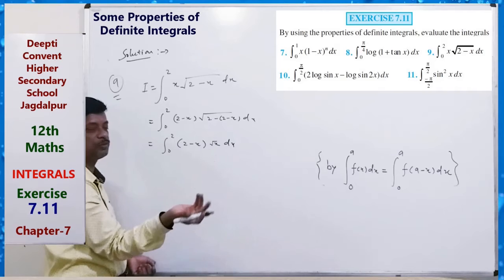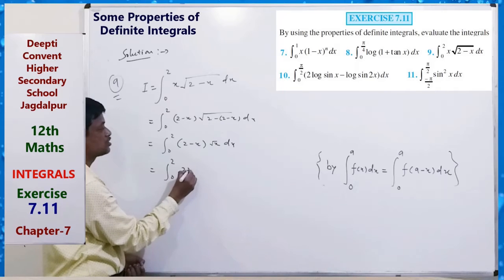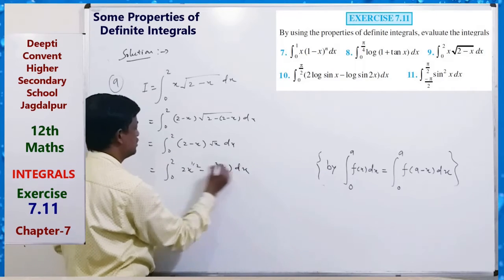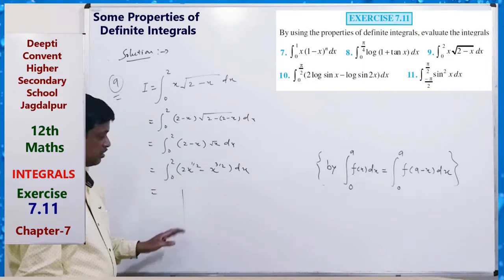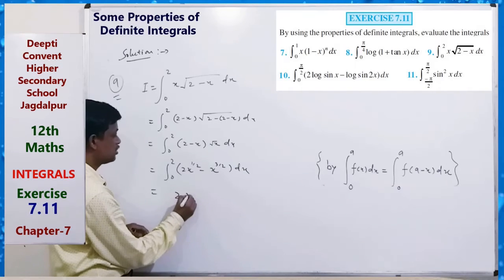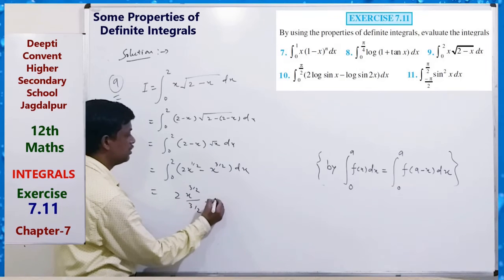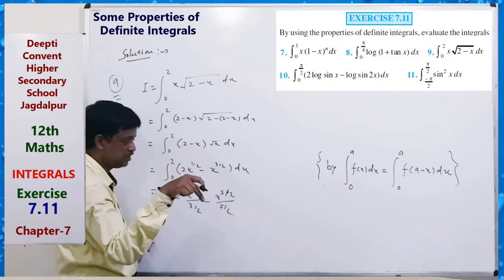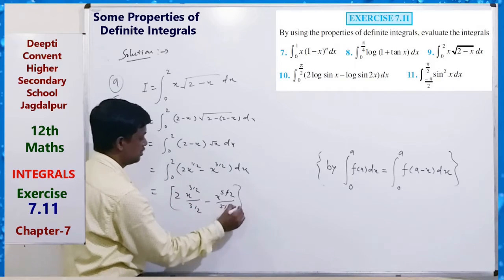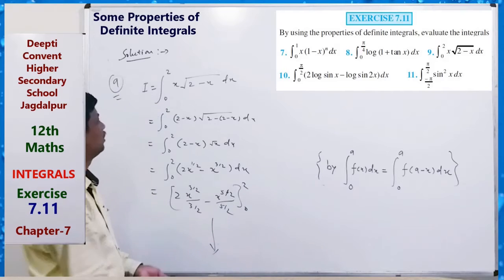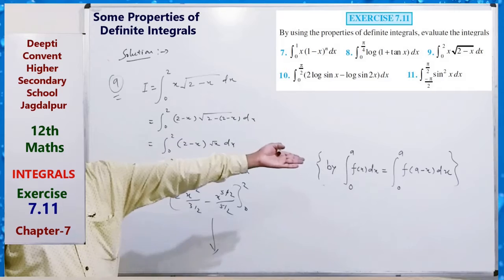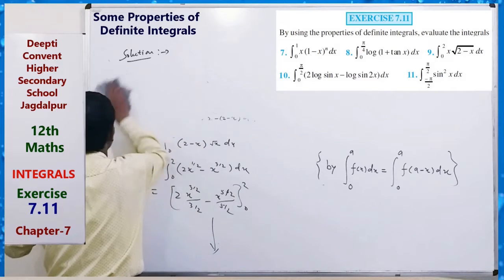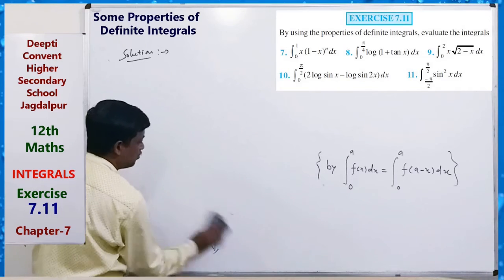Now root x means x to the power 1 by 2. So you can multiply: 2 x to the power 1 by 2 minus x to the power 3 by 2 dx. Now we can integrate it simply by using the formula for x to the power n: 2 times x to the power 3 by 2 upon 3 by 2, minus x to the power 5 by 2 upon 5 by 2, since 3 by 2 plus 1 means 5 by 2, from 0 to 2, and you can solve it. Get the value. Very simple using this property. Okay, now see question 10, the integral of log sin x. See question 10. How can you solve question 10?